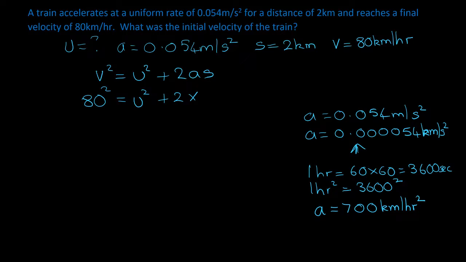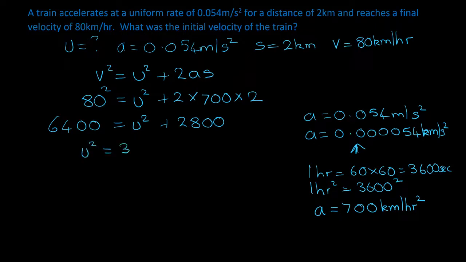So that goes into our formula, 700 times by our distance, which is 2. So 80 squared is 6,400, and then we've got 4 times 700, so that's 2,800. Taking off the 2,800, we get u squared equals 3,600, and then if we square root, we find that u will be 60 kilometers per hour.